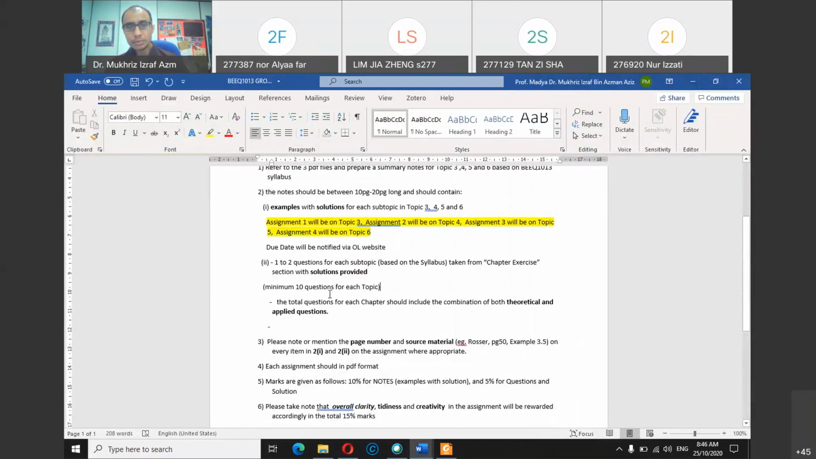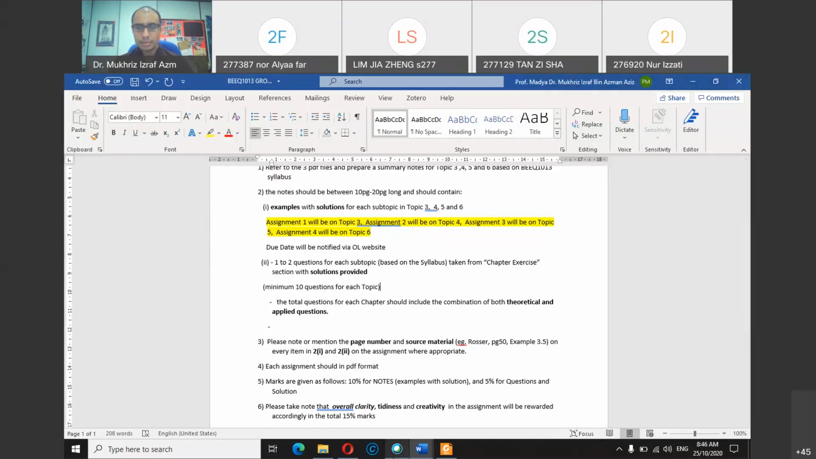to item number 2, meaning in part 1, in the first part, you're going to provide examples with solutions. This one, I don't put any minimum number of notes or how many examples you should provide. But the idea is that the first part contributes 10% and the second part contributes 5%. And for the question that you want to provide for the second part, 1 to 2 questions.